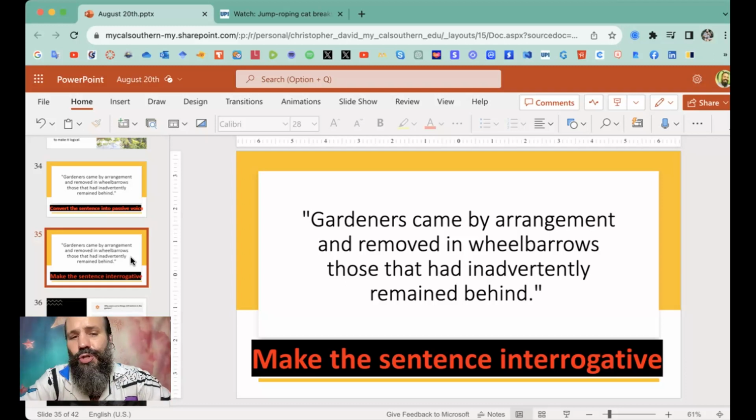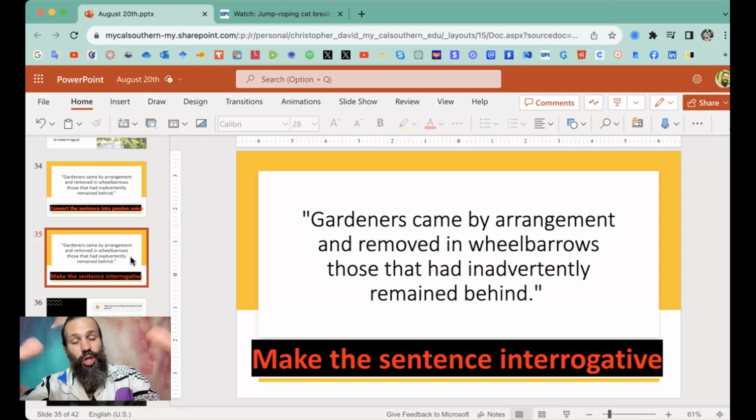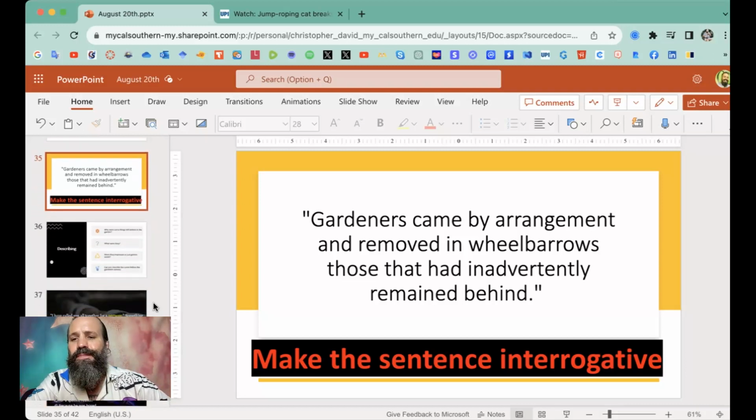There are many ways, of course. That's not the difficult part. It's still an exercise. You can say, when did the gardeners come by arrangement? Who came by arrangement? Whatever. Lots of different questions you can ask here. But also we're learning a new root word: interrogate, interrogation, interrogative. Learning words in context is actually a much better way to learn vocabulary.